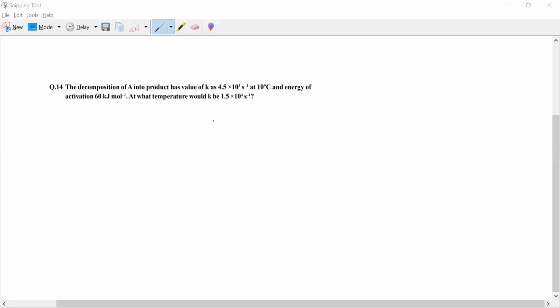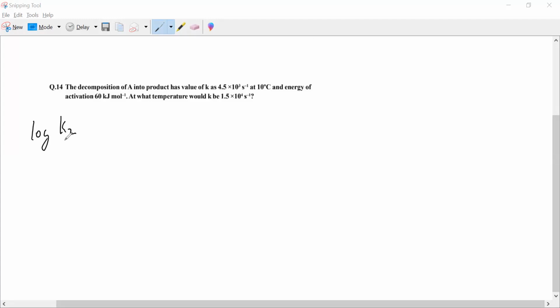The decomposition of A into product has a value of K as 4.5 into 10 power 3 at 10 degrees Celsius, and the energy of activation is 60 kilojoules. Whenever we are given the energy of activation, we use the Arrhenius equation here, correct? Let me give you a hint. What is the formula we have to apply in this? Same thing, whatever I wrote last.